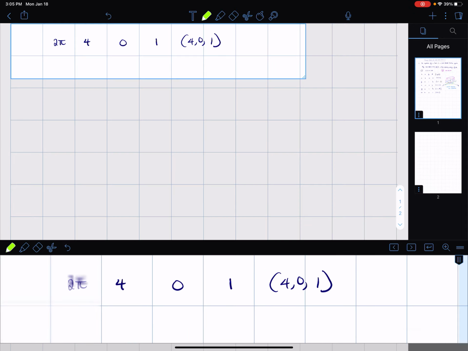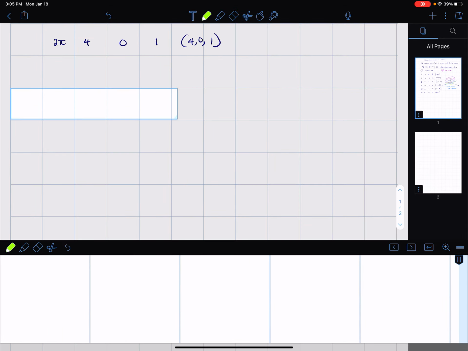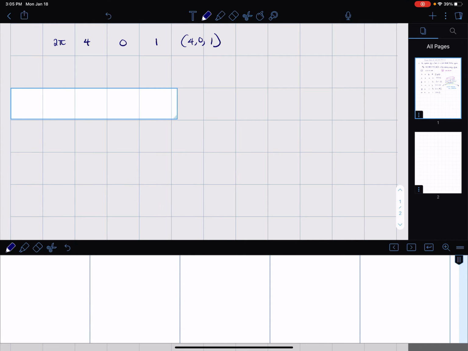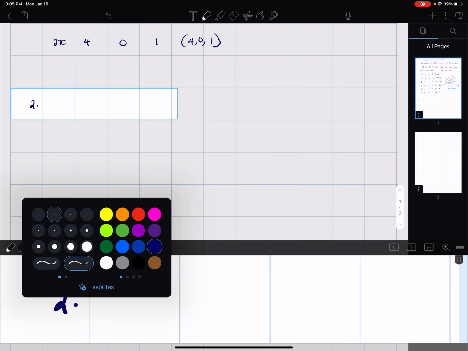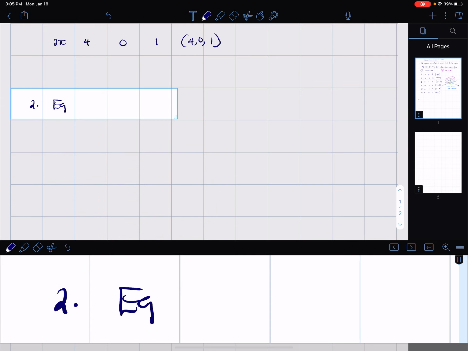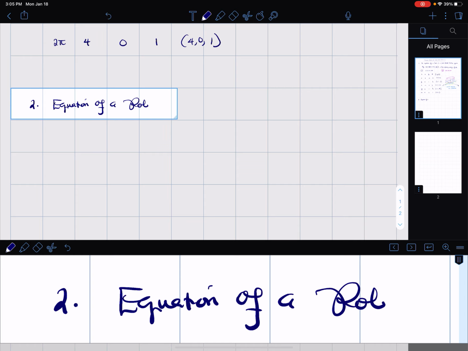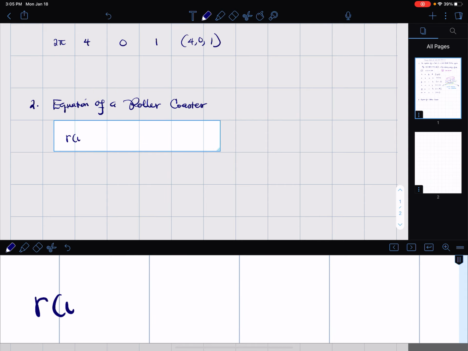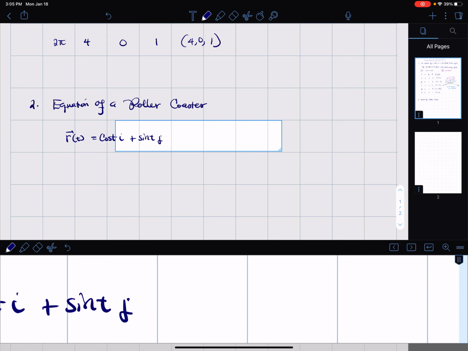There are some other equations of other 3D figures that we won't worry too much about. For instance, if we want the equation of a roller coaster, it is actually a vector valued function. One of them is cosine t i plus sine t j plus sine t k.